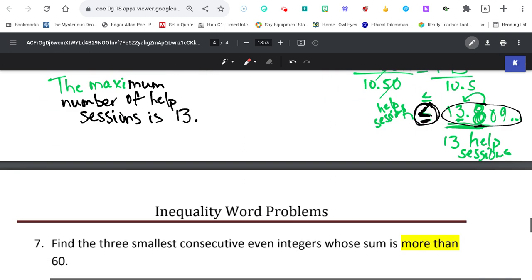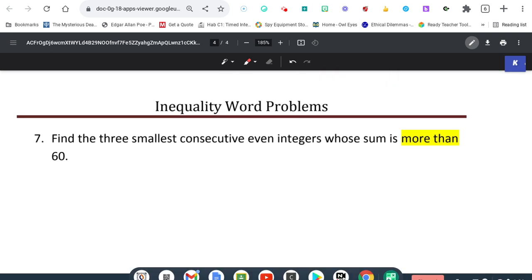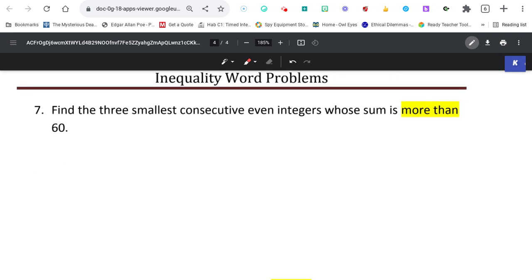It's not rounding. Okay, let's take a look at these. It says, find the 3 smallest consecutive even integers whose sum is more than 60.